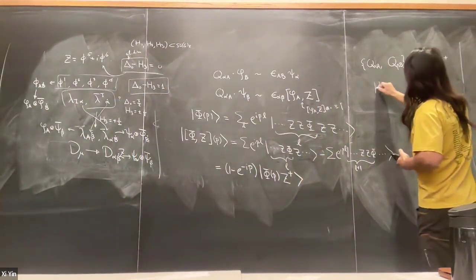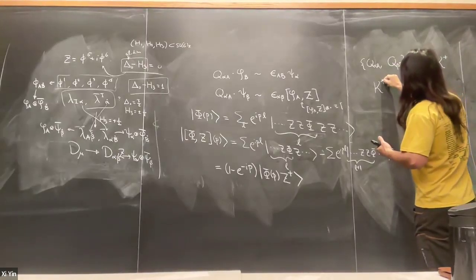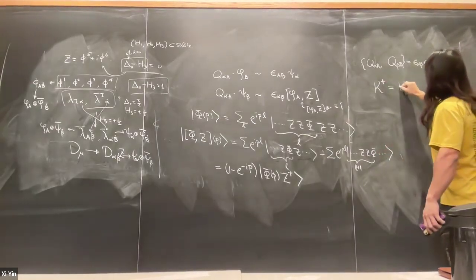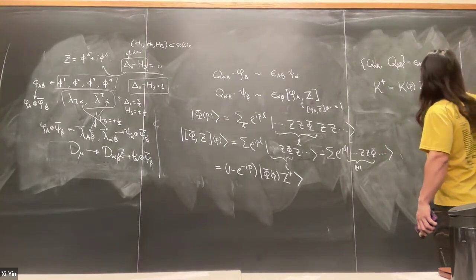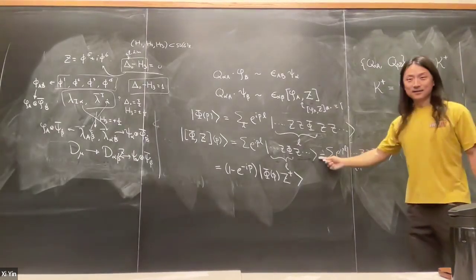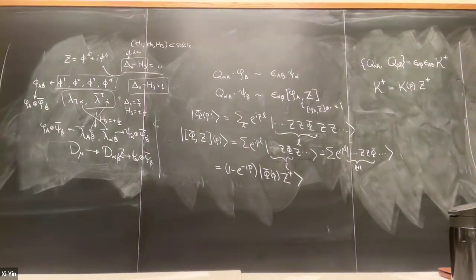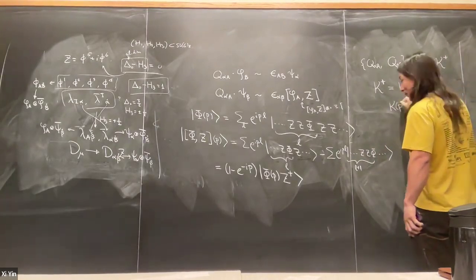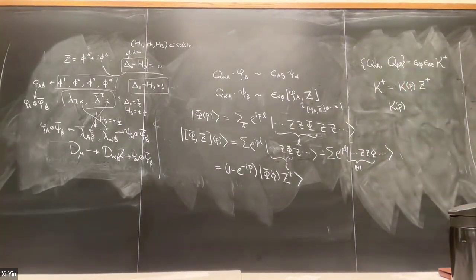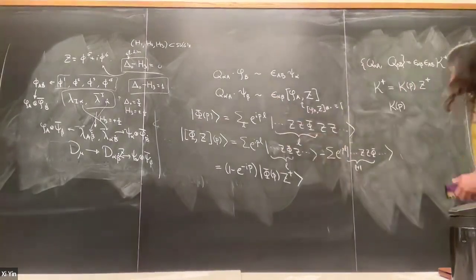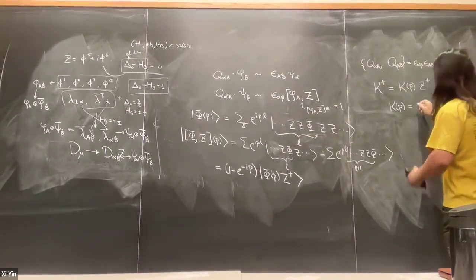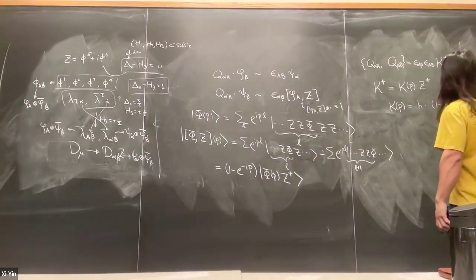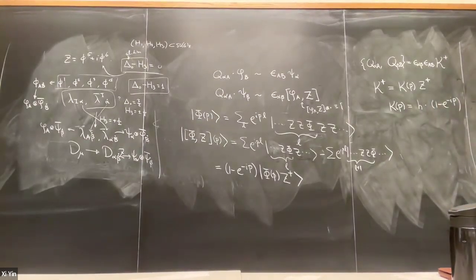The curly K plus, so what is curly K plus? I'm going to write it in the following way. Acting on a single magnon, it would be some function K of P, Z plus. And this function of momentum, we have also calculated. So keep track of normalization here. This is going to be equal to some number h times 1 minus e to the minus iP. Right. Now, what is h?